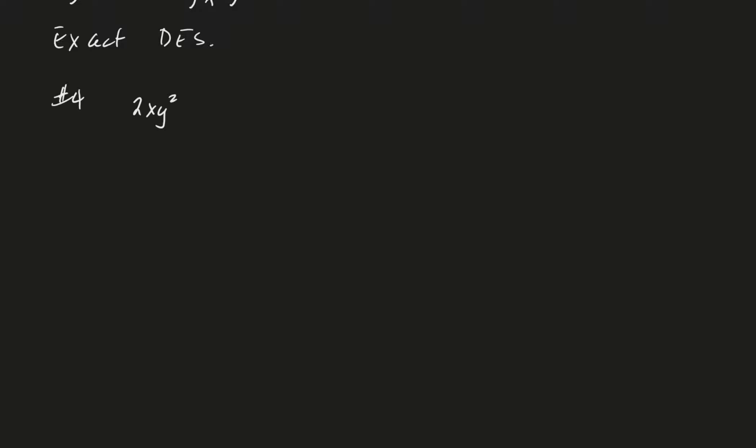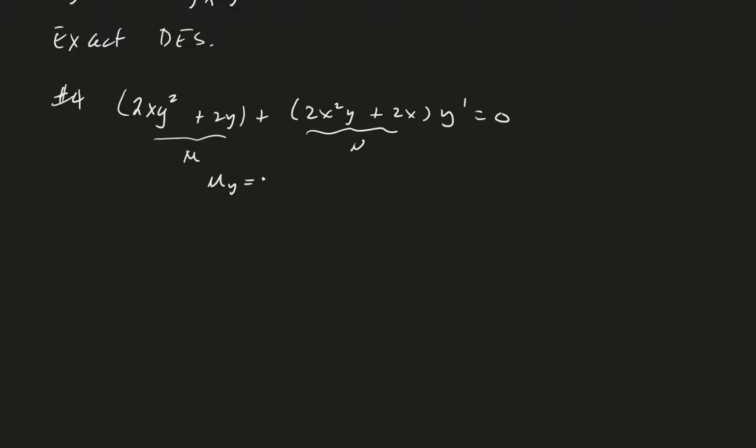2xy squared plus 2y plus 2x squared y plus 2x y prime equals 0. And if it is exact, we want to go ahead and solve it. So again, we want to think of this as our M, this is our N, so we want to take M sub y and ask whether it equals N sub x.